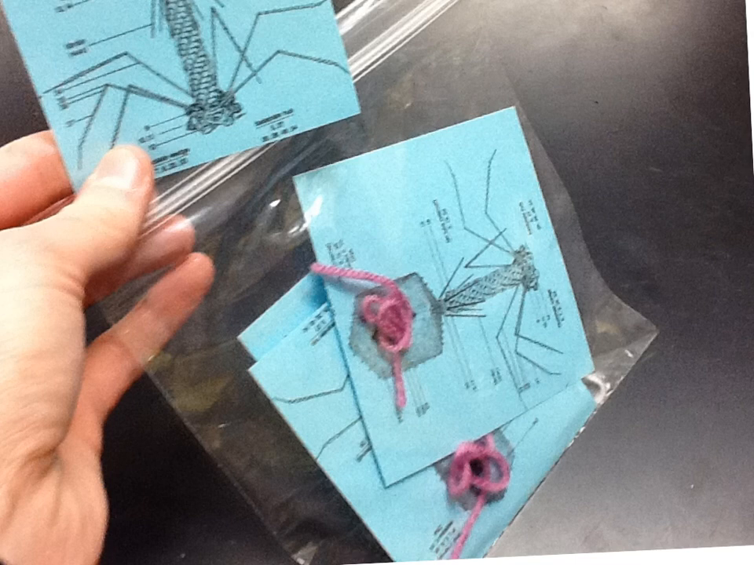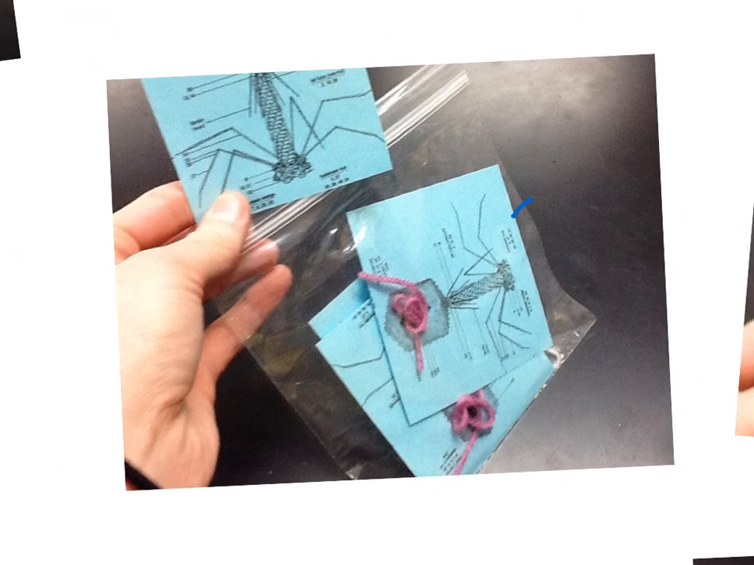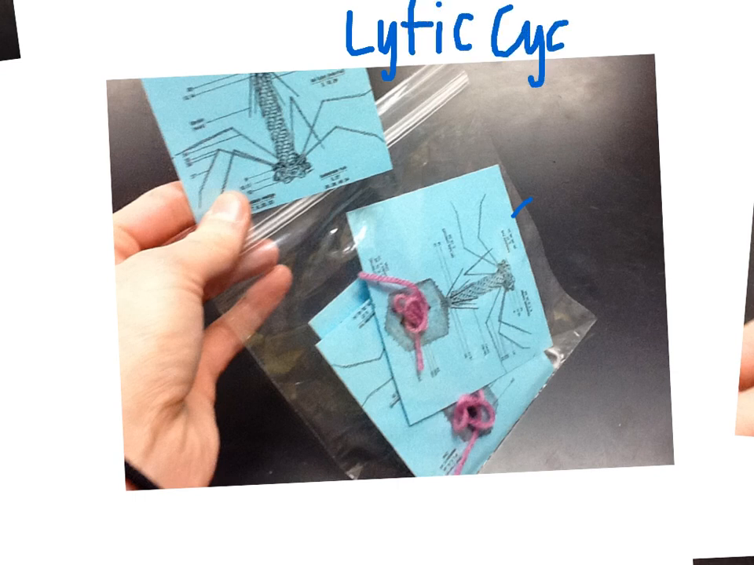Once that viral DNA has attached to the cell's DNA, a couple of things can happen. One of the things that can happen is the cell can enter the lytic cycle. If it enters the lytic cycle, the viral DNA will begin to tell the cell to produce more viruses.